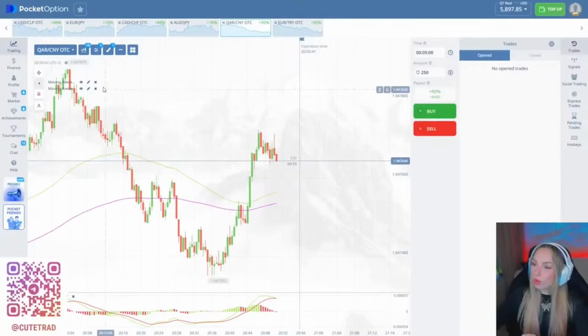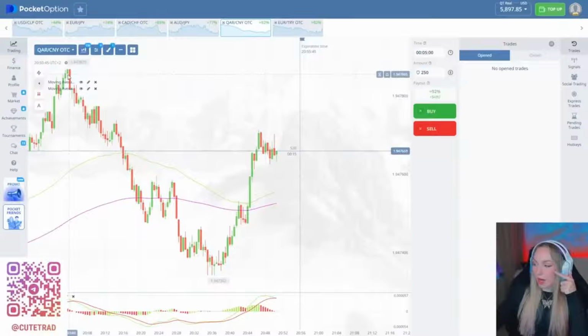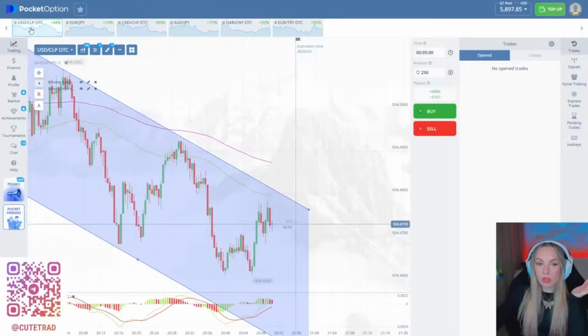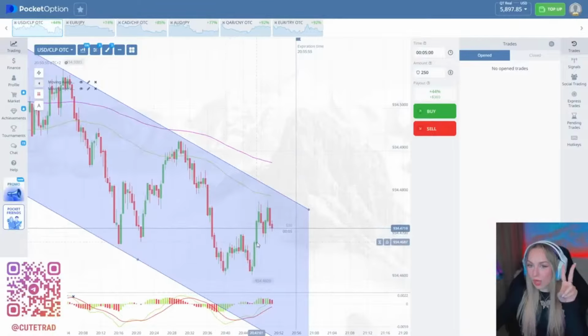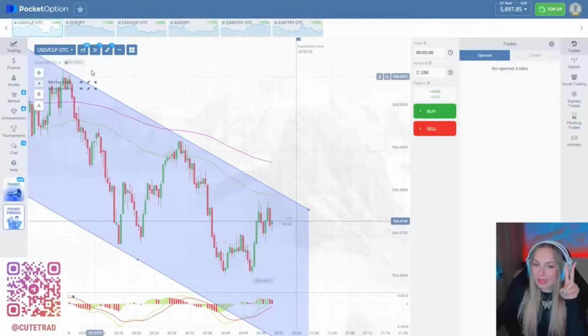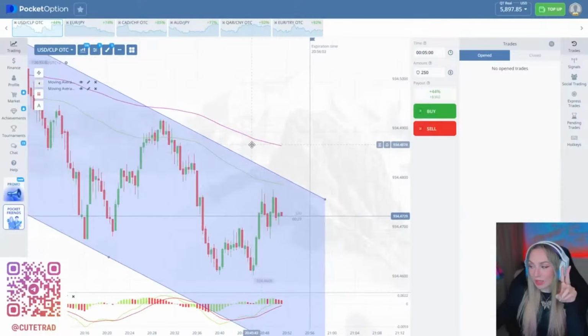Julia, what's your favorite asset right now? Guys, my favorite asset is the one which gives me the profit. Right now it's USD CLP because I already closed 2 trades in profit here. It gave me 2 really nice signals. But it doesn't mean that in 10 minutes I will hate this asset.